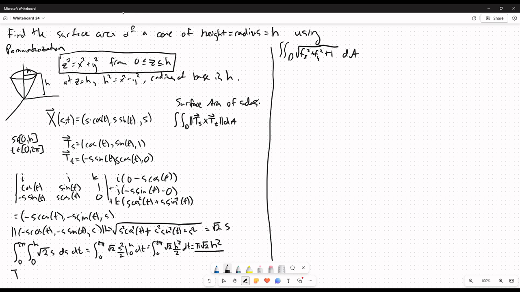For the top, I'm going to be lazy and use that it's a circle of radius h. Could I parameterize that and do all this again? Sure. But you know what? It's a circle of radius h. So we're not going to do that. So that's just going to be pi h squared. And the total surface area is going to end up being pi h squared plus pi square root of 2 h squared.